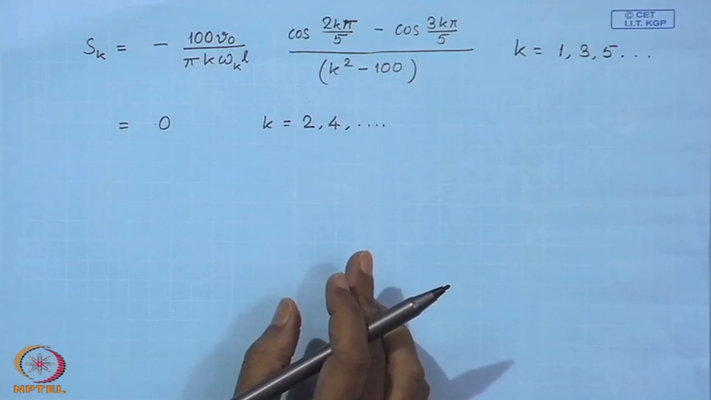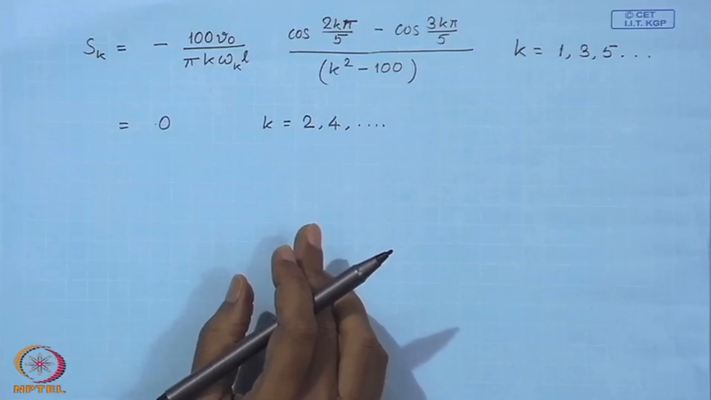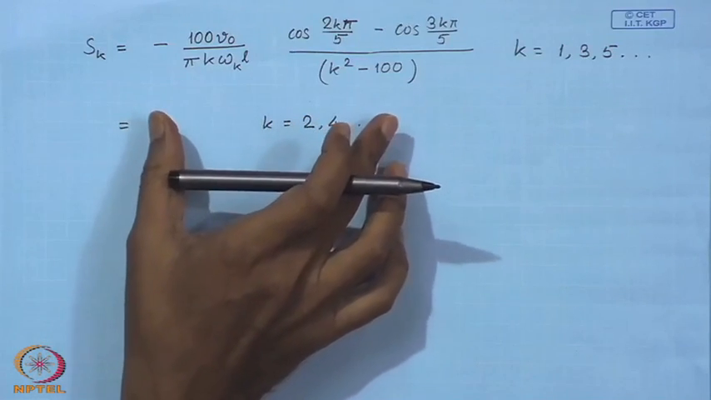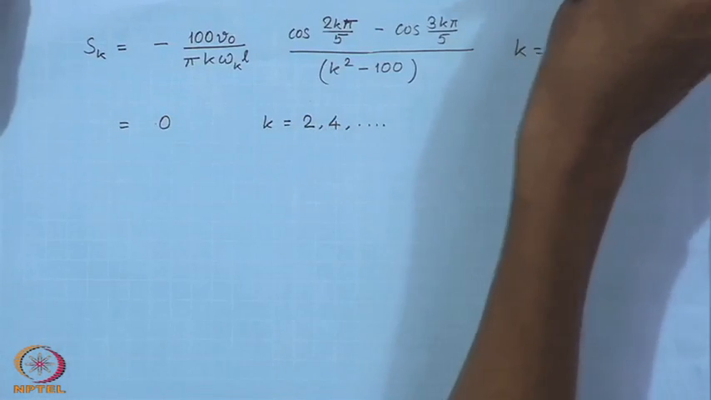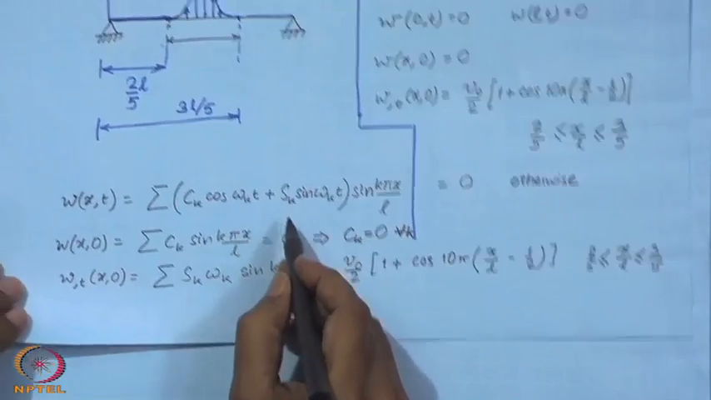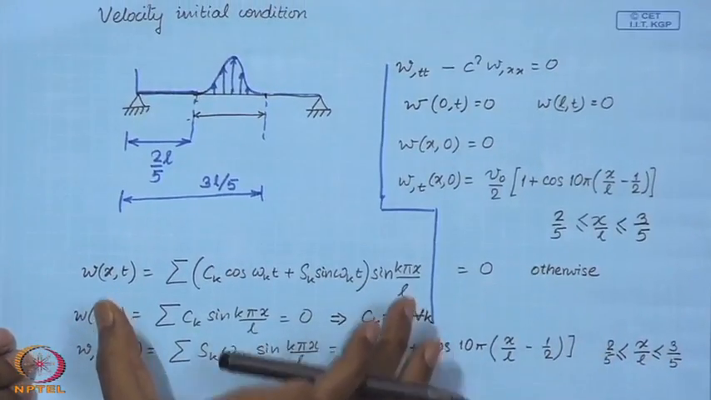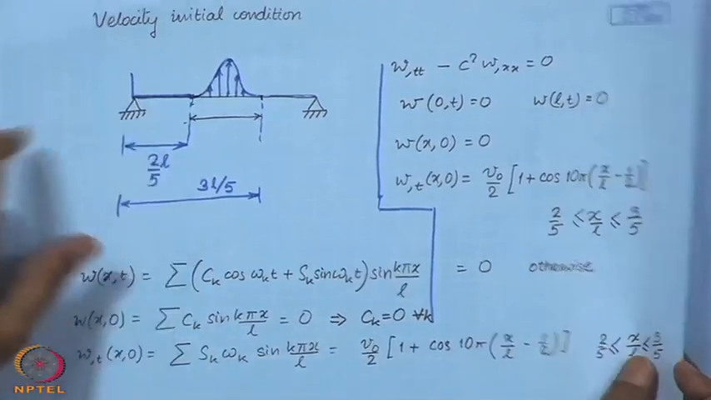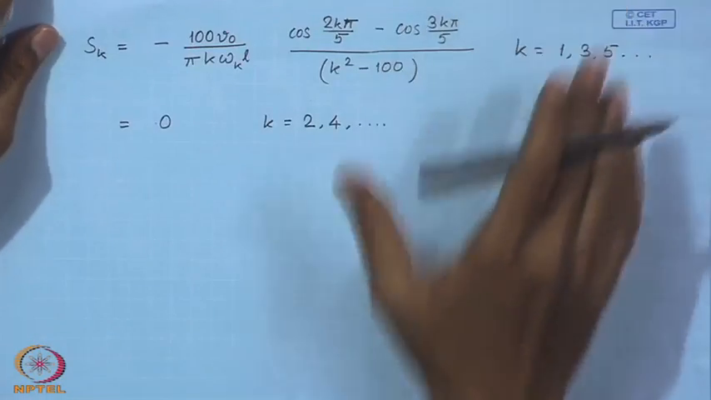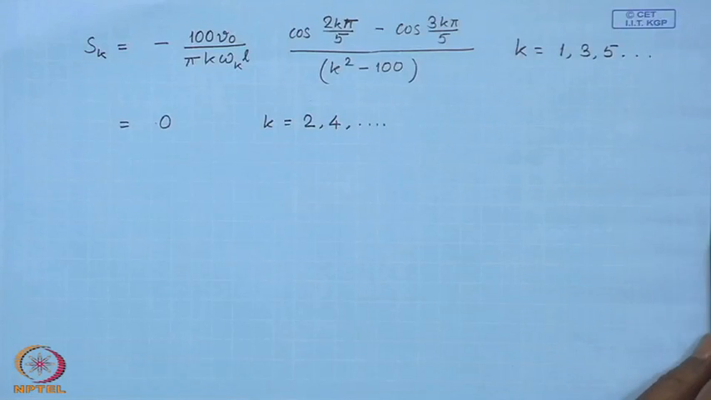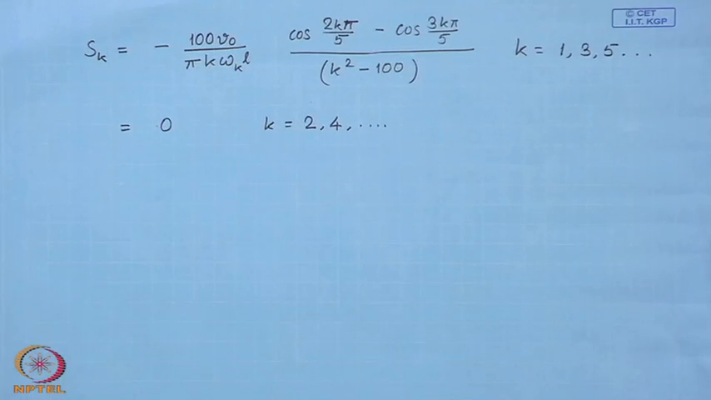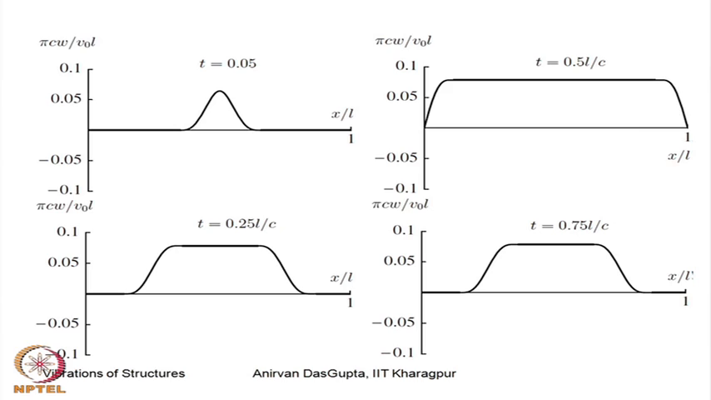So now with these expressions in here you can write down the solution of the motion of the string. So, here I have the snapshots of the string at certain time instants.